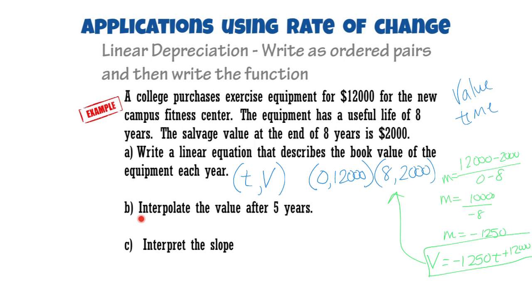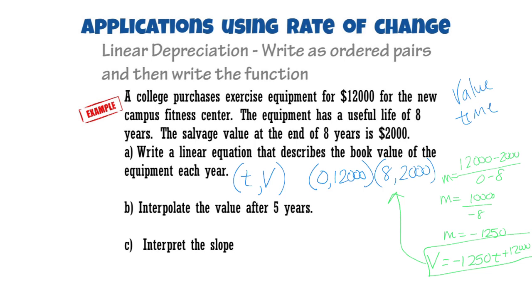All right, so next question is to interpolate the value of the equipment after 5 years. So interpolate means to look inside of the data, the information that you have, to predict something. Extrapolate is what it means to predict into the future. So this one, since 5 years is within our 8-year range, this is called interpolating. Plus it's fun to say.